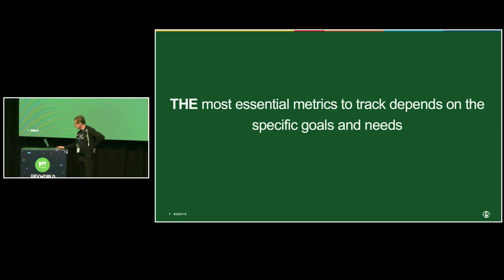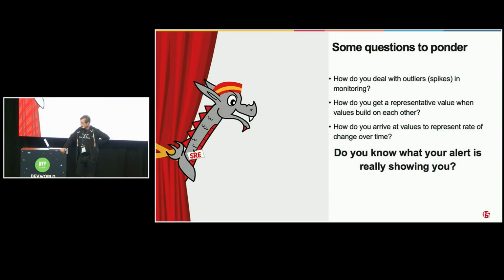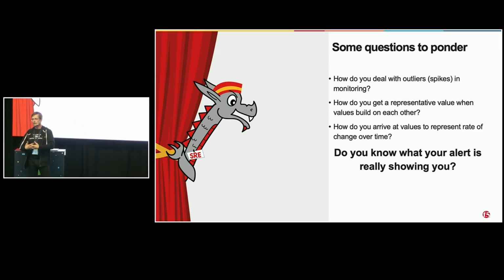So I started off by talking about those other pieces. What we are really concerned about is not usually the general behavior, but the outlier behavior. So how do you deal with outliers and the spike activities? Spikes can go down and spikes can go up. How do you get a representative value when things build on top of each other? And how do you, for instance, get a value that represents change over time? These are all different approaches to how we deal with our statistical lives. And honestly, do you actually know what it's telling you?